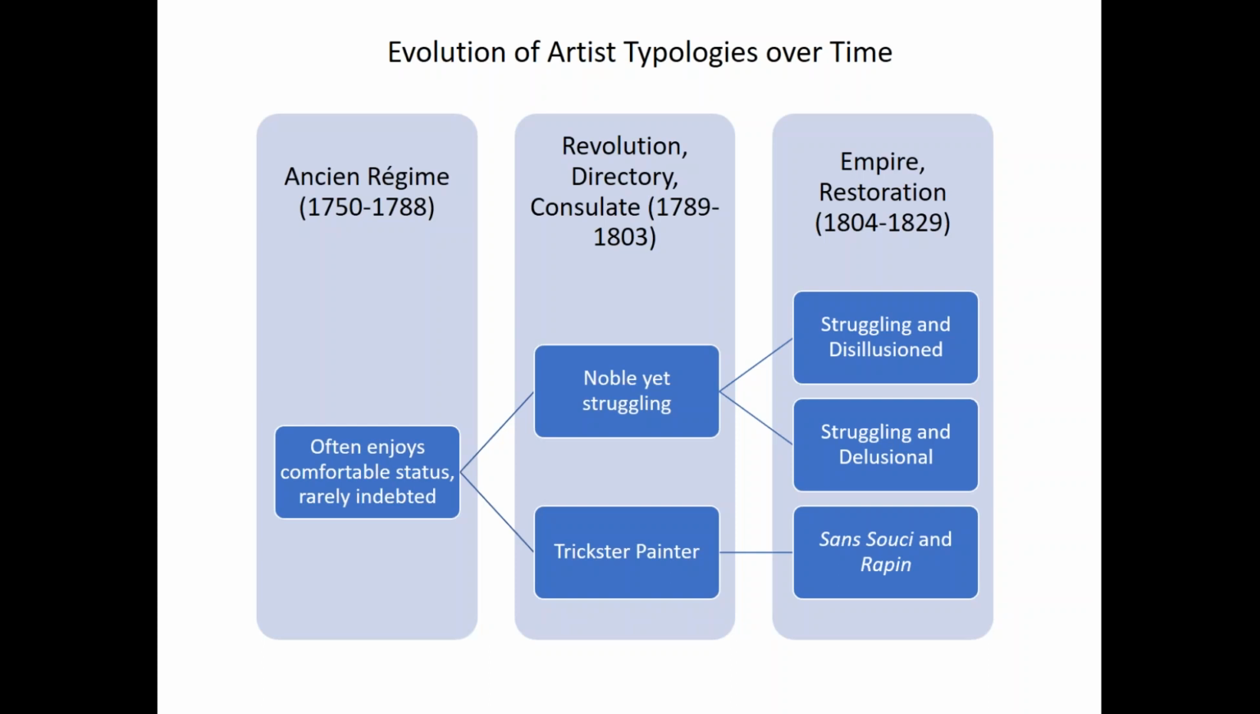But I found this noble yet struggling artist branch into a struggling and disillusioned artist who didn't believe that their struggle would yield results, and a struggling and delusional artist who still really believed that they were just a genius waiting to be uncovered. And I also saw the trickster painter break up into these different types: art students, carefree artists. This is what Sans Souci and Rapin referred to. And so NVivo started to emerge as a tool that could really help me to trace these genealogies and to also understand how these genealogies were manifesting themselves concretely in my imagery, and make arguments about that.